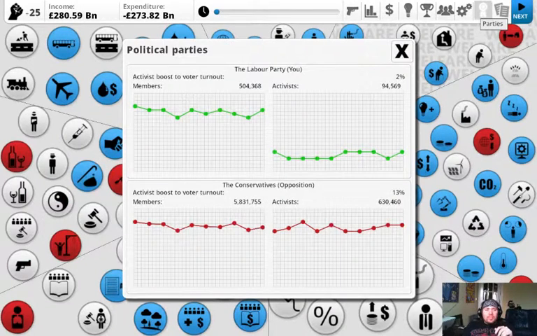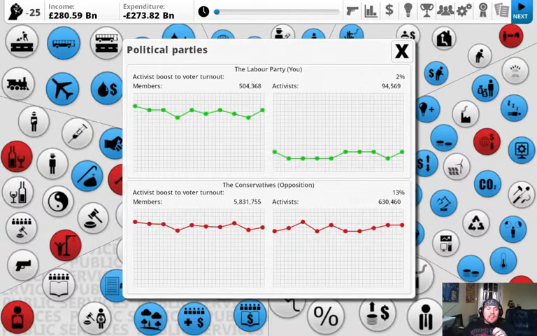Let's have a look at the parties before we go. This is the Labour Party. Our members, 504,000. It has peaked to win the election. Our activists quite low, 2%, 94,000.